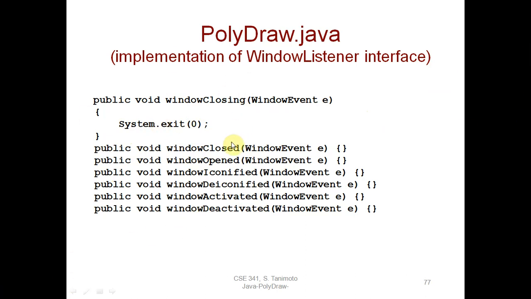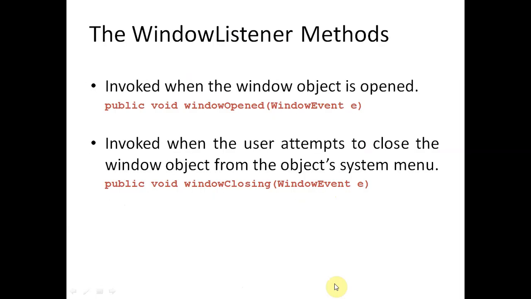We have other functions which are related to window event. They are windowClosed, windowOpened, windowIconified, windowDeiconified, windowDeactivated, and windowActivated. Window event is commonly used in each function as an argument. You can see the meaning of all these functions and when they are used. I have given it here. So windowOpened, this function will be invoked when the window object is opened.